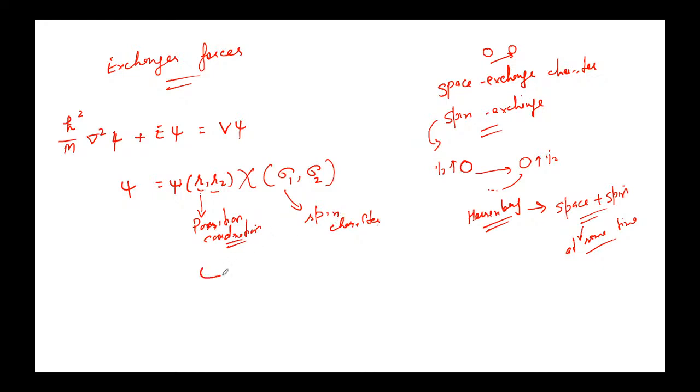Or we can also write it as something like psi 1 2. This 1 2 is quite prominent, and it can be changed when these two nucleons are interacting. So this one is representing the position of the first nucleon, this is representing the position of the second nucleon, and similarly this first is representing the spin of the first nucleon, and this is representing the spin of the second nucleon.